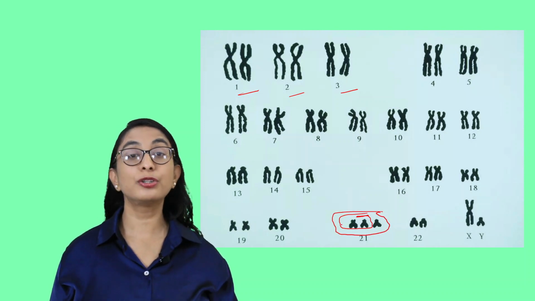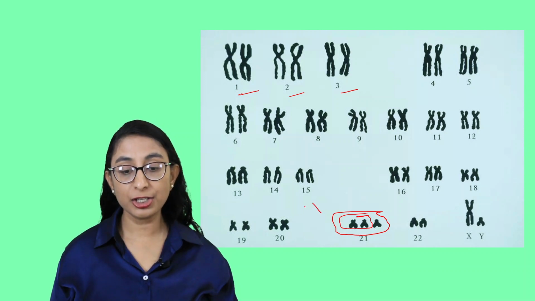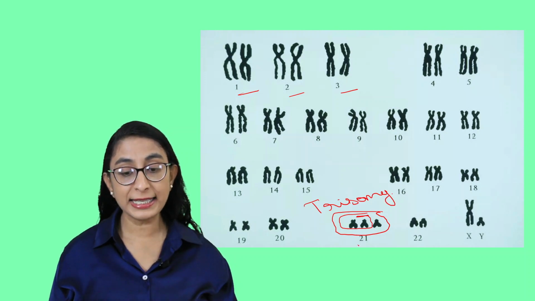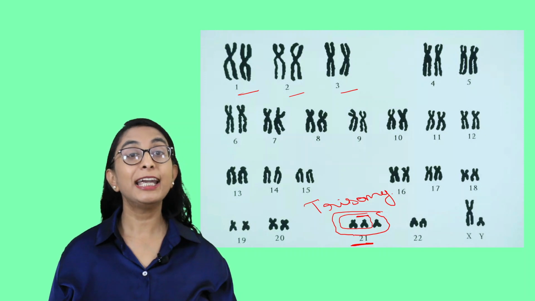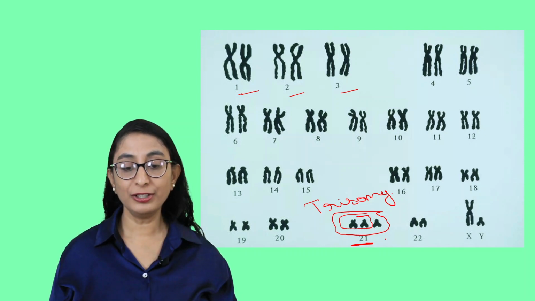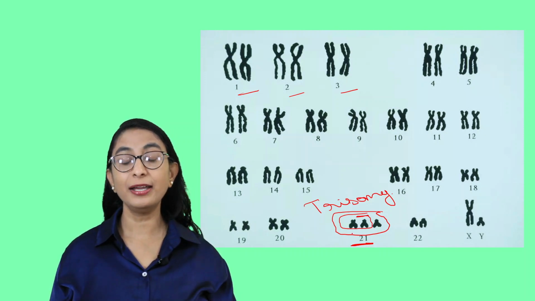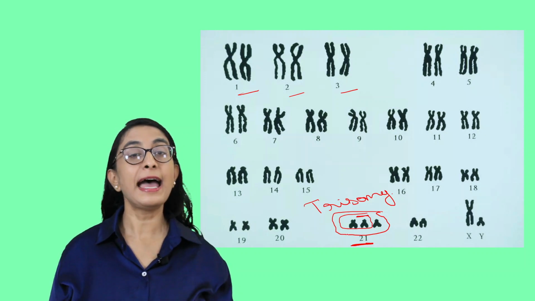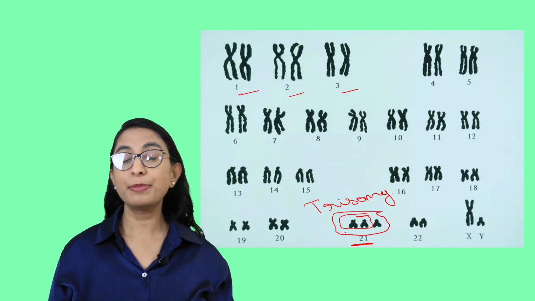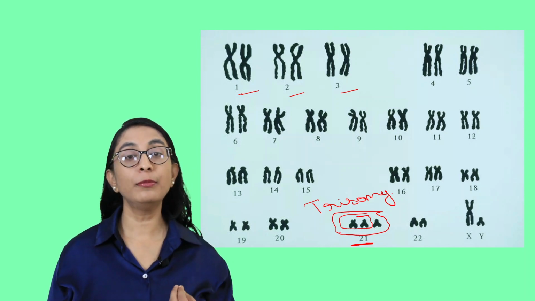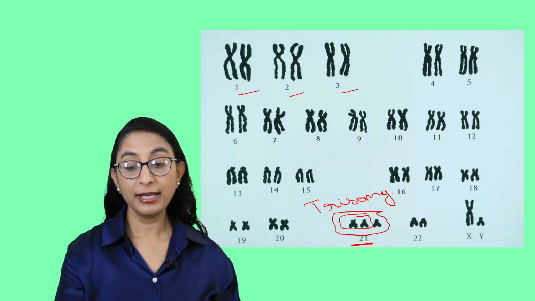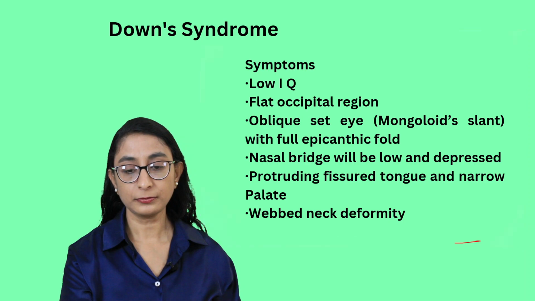Because of the presence of the three chromosomes, this condition is called trisomy. Tri means three, isn't it? That is why this is called trisomy, and since it occurs at the 21st position, it is called trisomy of the 21st chromosome. Because of this additional extra chromosome at the 21st position, the child will have some mental disabilities and certain physical disabilities also. We will be discussing that now.